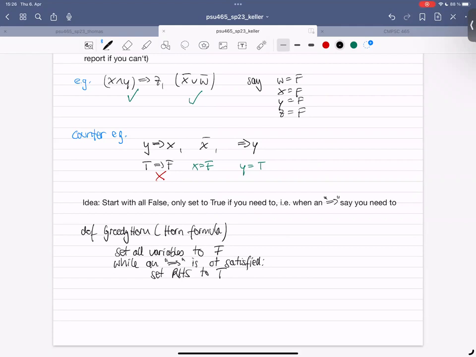And so once you're done with that while loop, so if you can't find any implication anymore that is not satisfied, meaning all implications are satisfied, now essentially go back to the negative clauses and check if your negative clauses are still all satisfied. Now, if all negative clauses are true, you simply return this assignment. And if not, so if not all of the negative clauses are satisfied after this while loop, then you can return that this Horn formula cannot be satisfied.